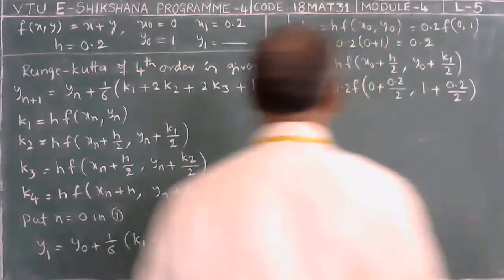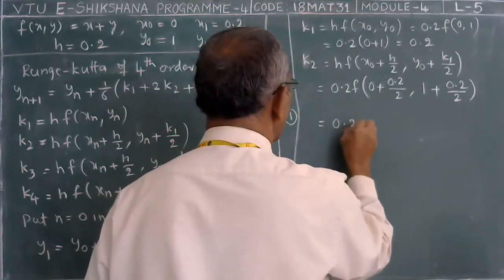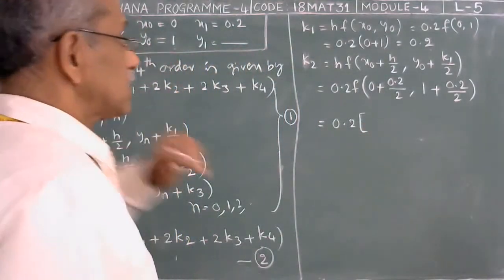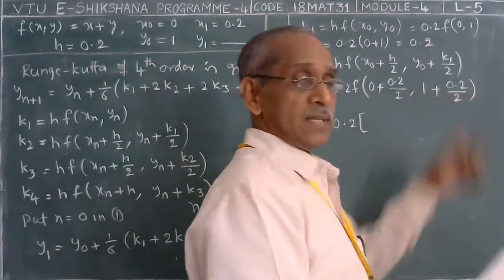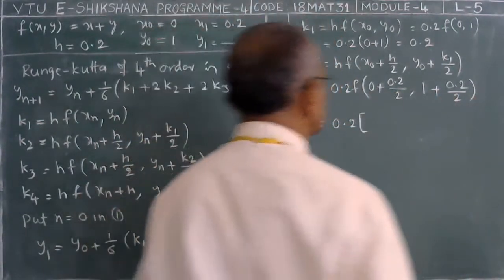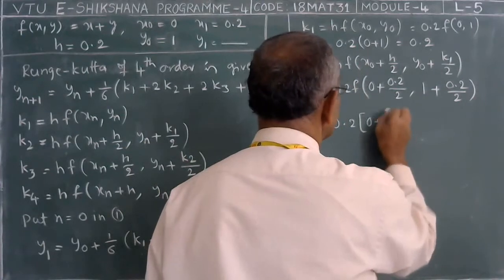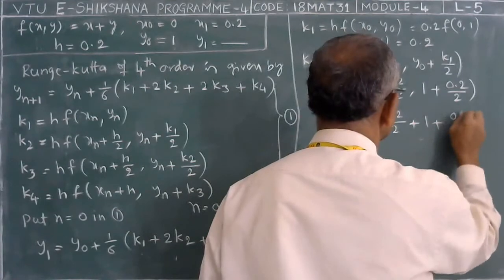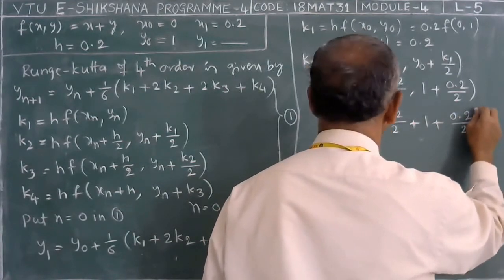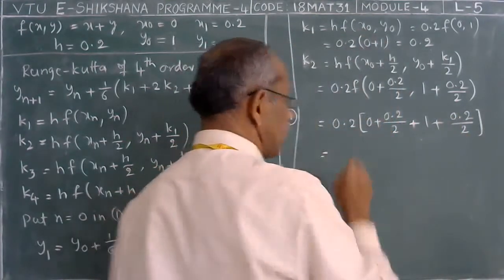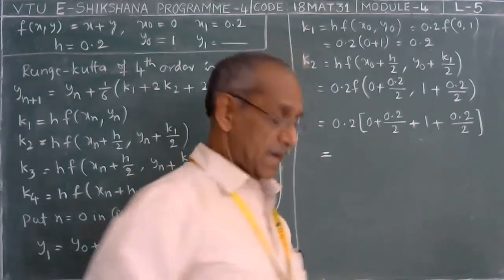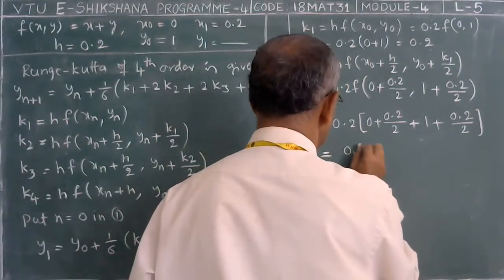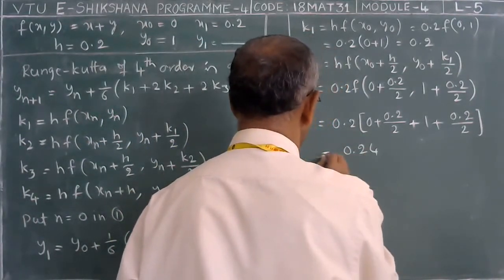So apply the definition now. This is equal to 0.2 into f of x comma y is x plus y. F of x comma y is this plus this. So 0 plus 0.2 divided by 2 plus 1 plus 0.2 divided by 2. If we simplify this using calculator, we get K2 is equal to 0.24. So K2 is 0.24.